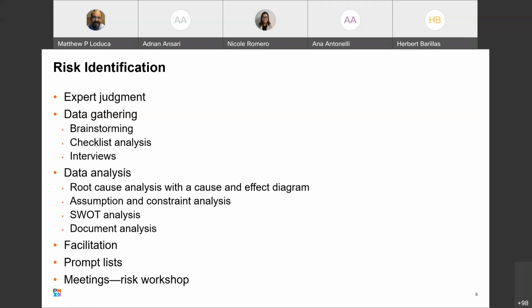Any questions on identifying these risks? I mean, these are just a list of things that we can do to help identify them. And you may use some or all of these. No questions? Okay. Let's move on.